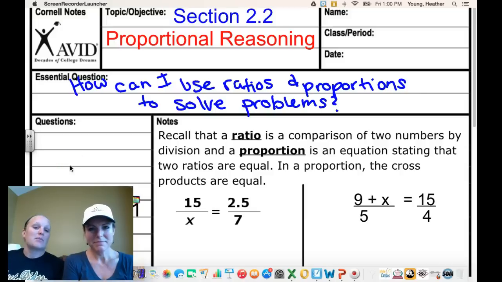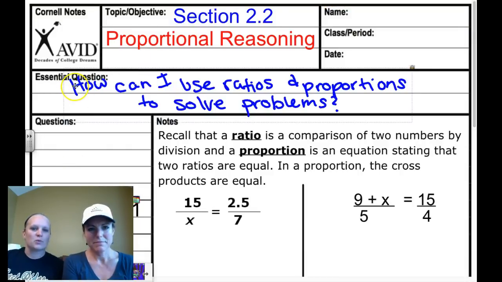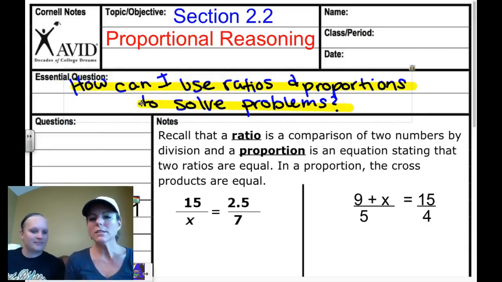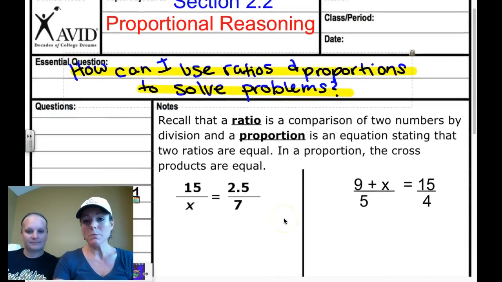So today we are talking about proportional reasoning. Our essential question is, how can I use ratios and proportions to solve problems? So let's talk about ratios and let's talk about proportions.